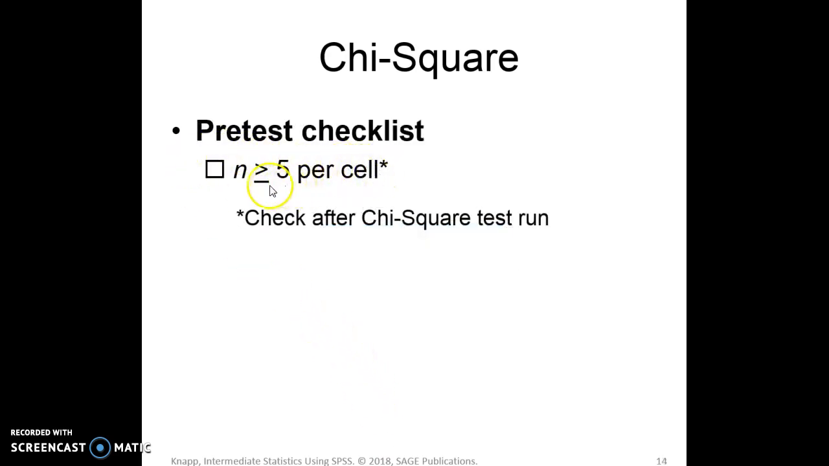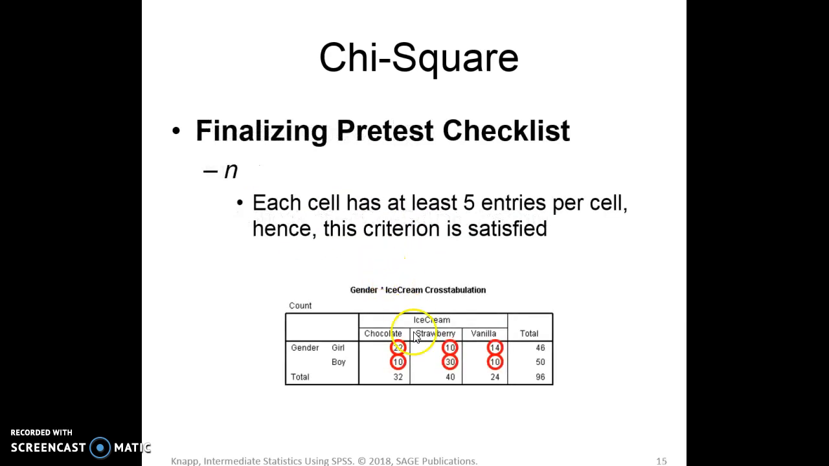And remember, the pretest is greater than 5 per cell. Check after the chi-square test is run. We'll do that, and I'll show you why. This is part of the contingency. This is a real contingency table here, and the reason we can tell the difference is because this has column totals and row totals.